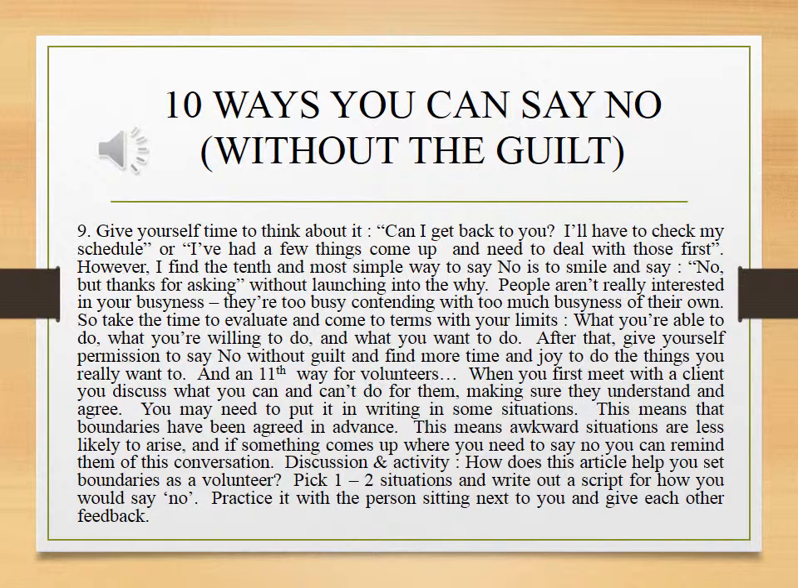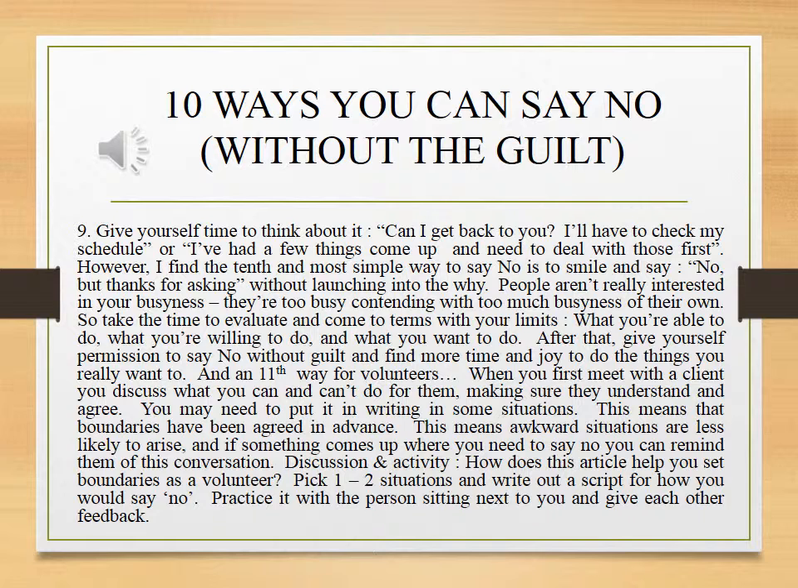After that, give yourself permission to say no without guilt and find more time and joy to do the things you really want to. And an eleventh way for volunteers. When you first meet with a client, you discuss what you can and can't do for them, making sure they understand and agree. You may need to put it in writing in some situations.